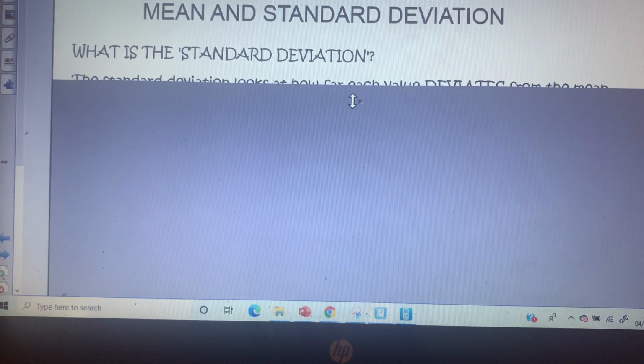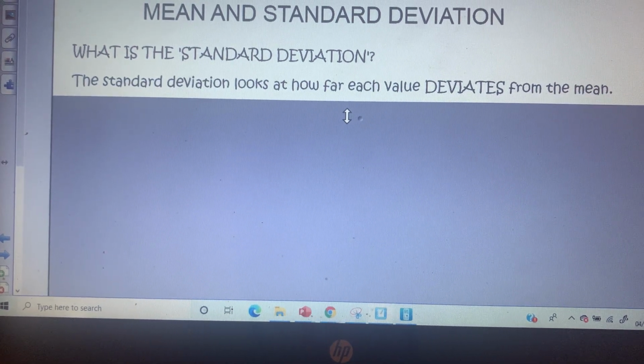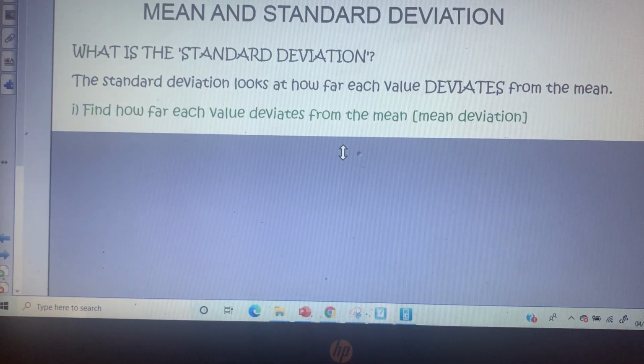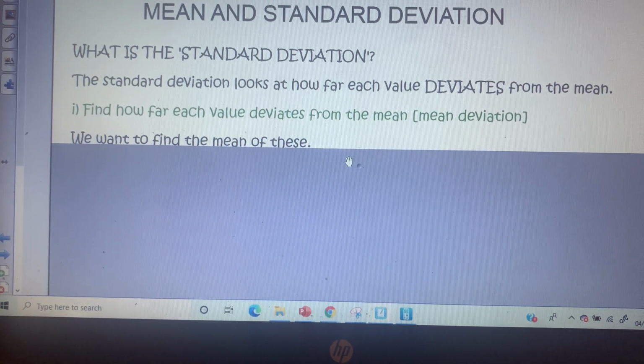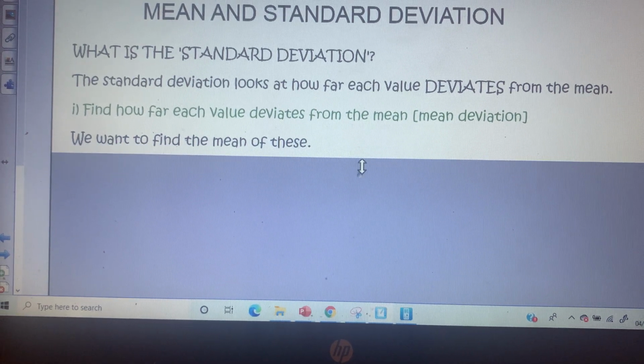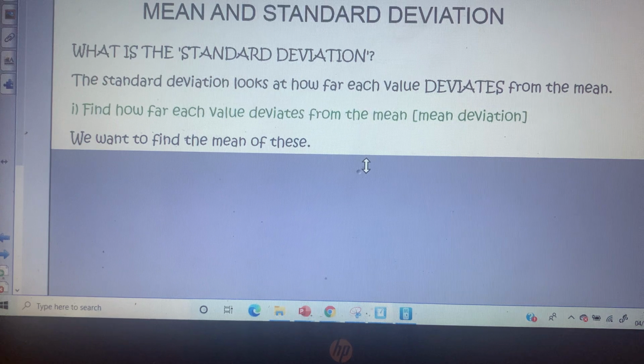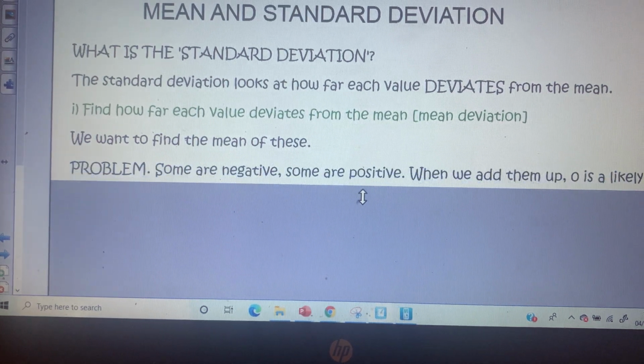So what is the standard deviation? What a standard deviation does is look at how far each value deviates from the mean. So first of all, you need to get the mean. And then by subtracting, you work out how far every single value is away from that mean. And so you subtract the mean off each value. And these are called the mean deviations. And what we want to do is find the mean of those.